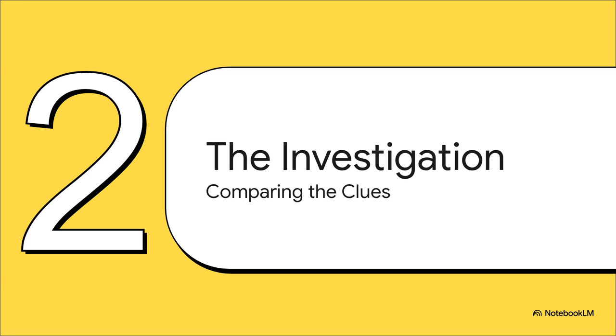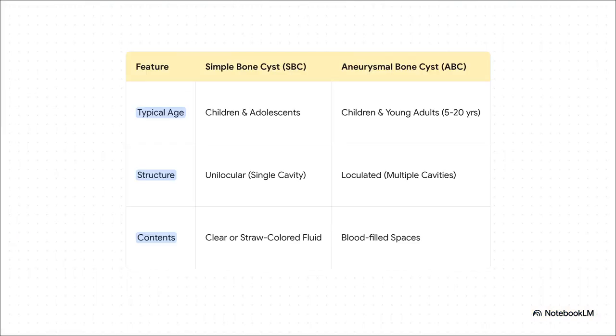All right, we've met our suspects. Now the real investigation begins. We're going to put these two side by side, compare their MOs, and hunt for the clues that tell them apart. Now this table right here, this is where we see the core differences. First, notice the age. Both are common in young people. But look at the structure.